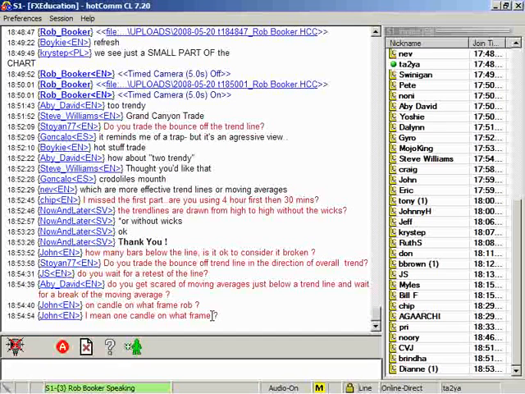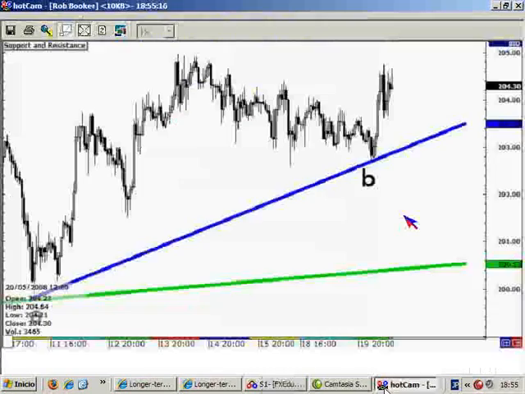Do you get scared of moving averages just below a trend line? No. On a candle, what time frame? Any time frame you're on. Let's say, John, that you drew your blue trend line as we did on the 60-minute chart. Then I'm going to trade the break of that blue trend line on the 60-minute chart.